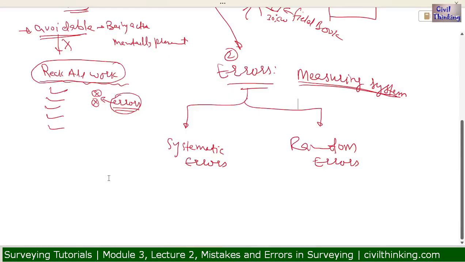So the errors are because of a combination of factors. We call them the measuring system, and the measuring system involves the environment, the instrument, and again the observer, but with human limitations.